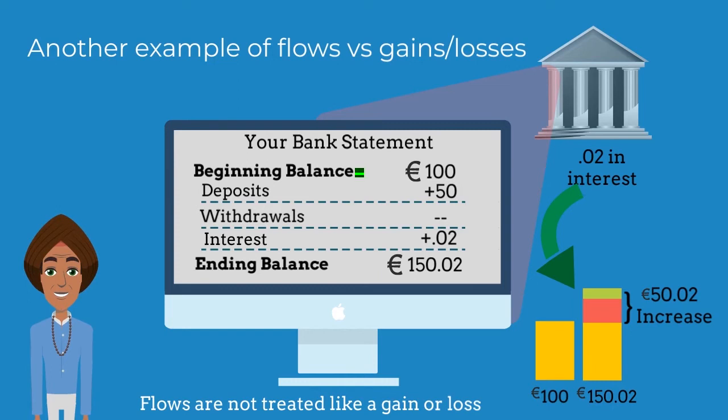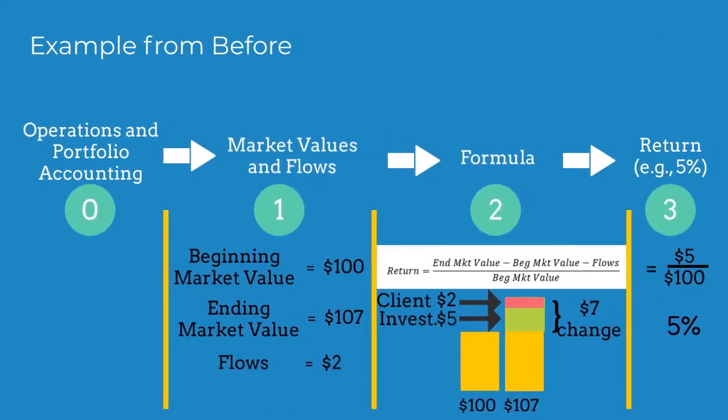The bank, like the investment manager in the other example, only gets credit for changes in market values that are not due to flows. So let's go back to our other example. Remember where we said there was a $7 increase in market value, but $2 was a client flow. So only $5 of that was an investment gain, which the investment manager will get credit for, and hence the 5% return.